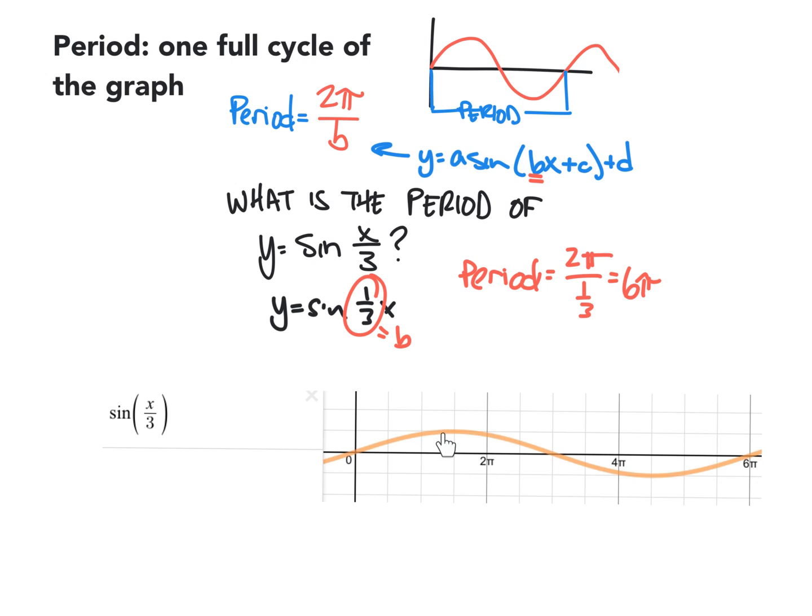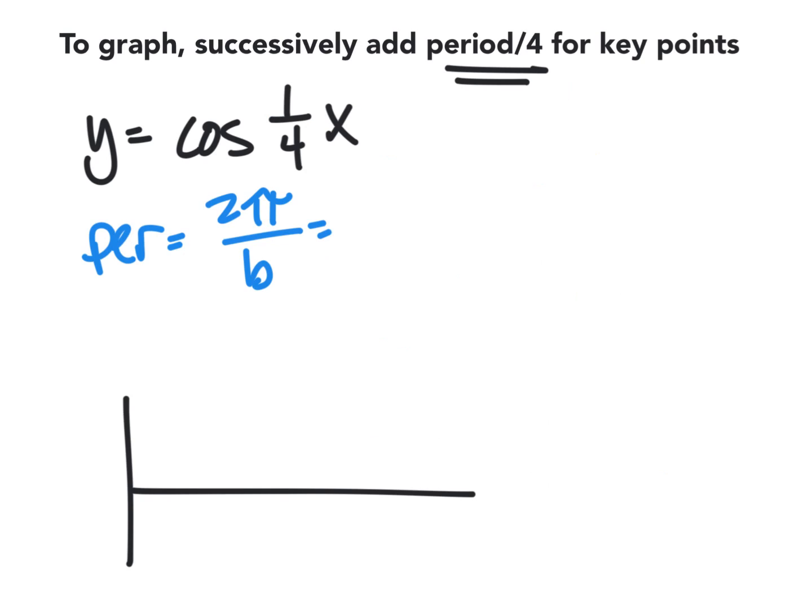But how do we find these max and min points and where it hits the x-axis? To find those points, you just take the period, divide it by 4, and then successively add those points. So let's try this. y equals cosine of 1/4 x. The period is 2 pi over b, which is 2 pi over 1/4, which is 8 pi. So I know that this is going to end after 8 pi.